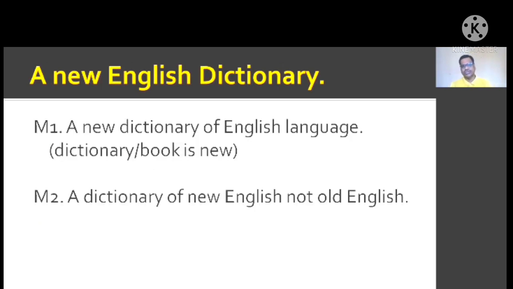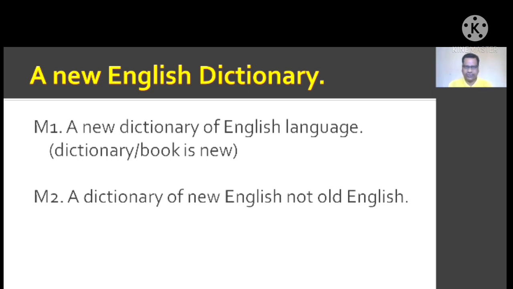You have one more sentence on your screen. A new English dictionary. See, in one case, the dictionary as a book is new, and in the other case, it's a dictionary of new English. Means it is not about old English, it is about new English. So meaning one is a new dictionary of English language. Means the dictionary or the book is not old, it is new.